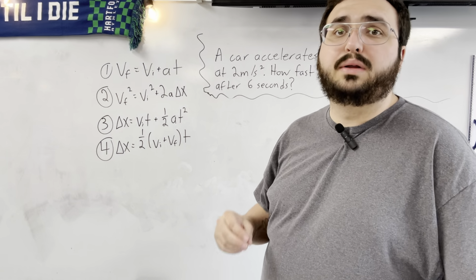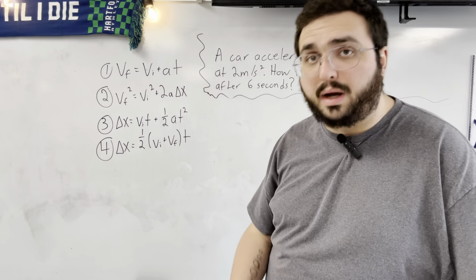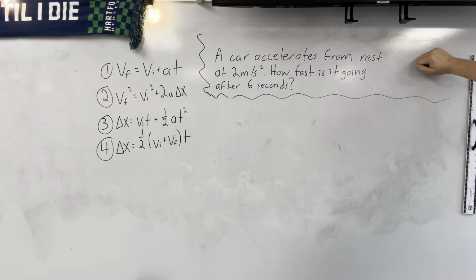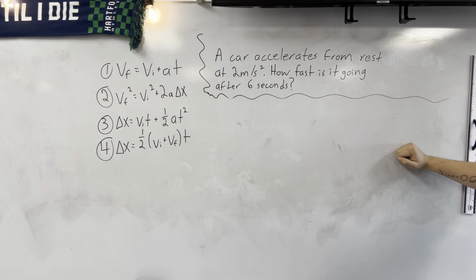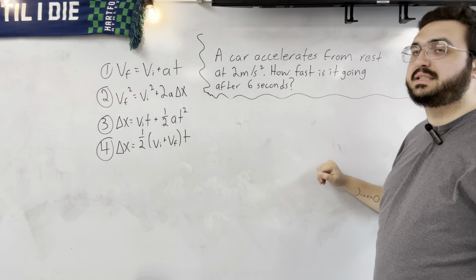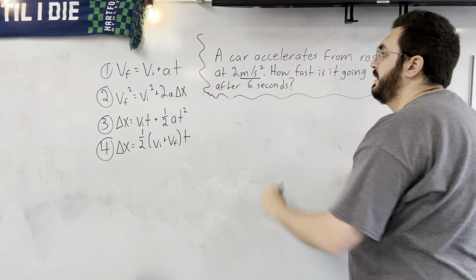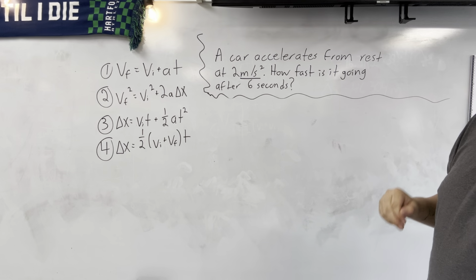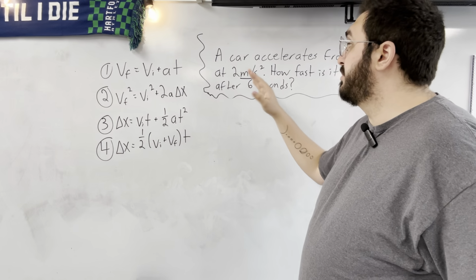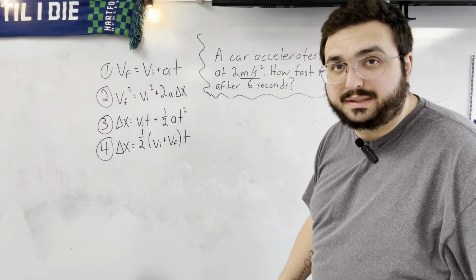Okay, if we have more than one acceleration, we have to do more than one problem. So our example problem reads, a car accelerates from rest at 2 meters per second squared. How fast is it going after 6 seconds? Now, notice we have a constant acceleration here. Okay, we know it's an acceleration because of the unit, meters per second squared. Okay, we know that whenever we see that unit, we are talking about an acceleration. But notice it is constant. It is always going to be that 2 meters per second squared for this entire time period.